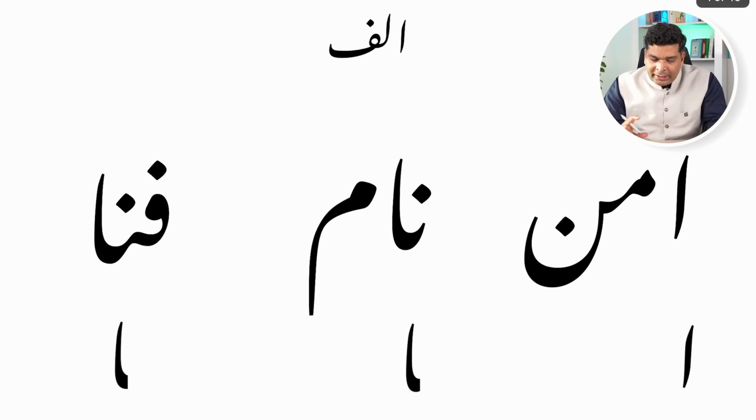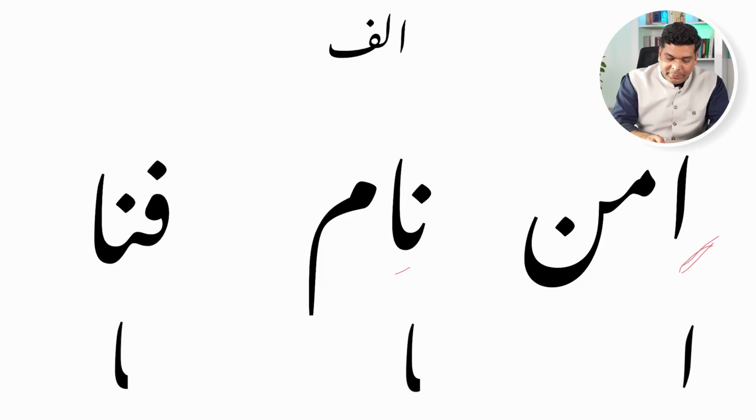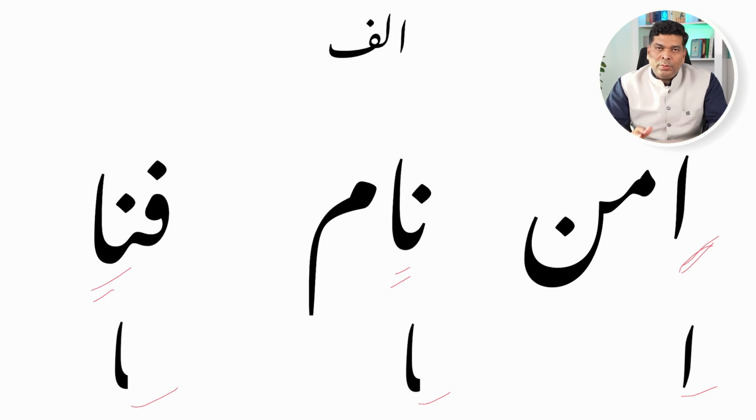So if you look at it here, we're looking at the first letter, which is Aleph. Aleph has the shape that you see on the screen in the beginning. Aleph's shape remains similar, whether it is in the beginning or in the middle. The first word here is Amn, in which Alif appears in the beginning. The second word is Naam, in which the Alif appears in the middle. And the third word here is Fana, where the Alif appears in the end. You will find that the shape, whether it is in the beginning, in the middle, or in the end, is very, very similar. It retains the shape most of the time. That's one key behavior of Alif.